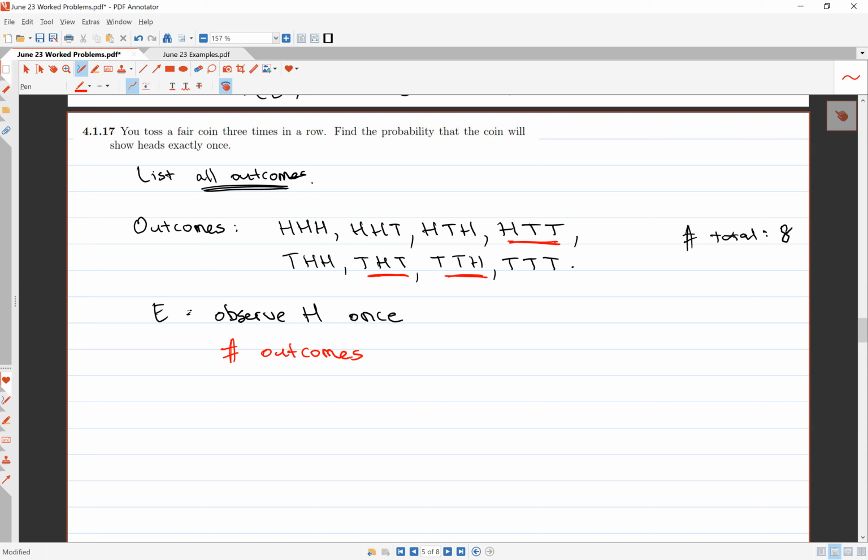But you can go through all the outcomes and count. There are 3 of them where heads is seen only once. And so the probability of this event is going to be 3/8, or if you express it as a decimal, 0.375.